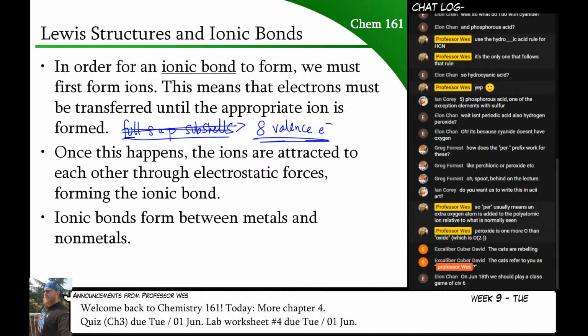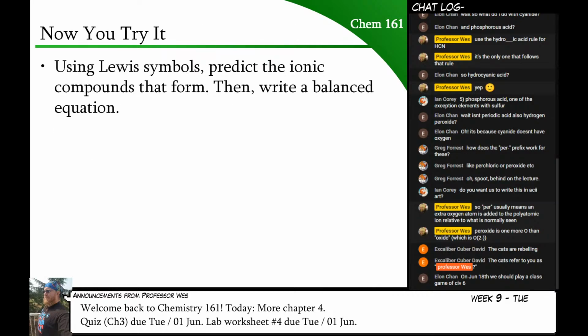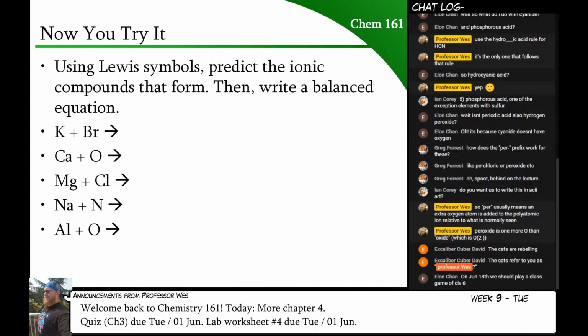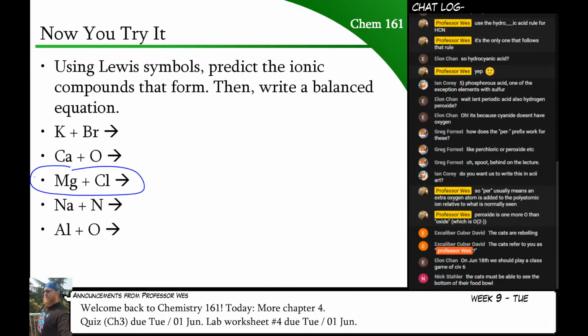So our goal when we do this is to get to 8 valence electrons on each ion to form our ionic compounds. And we can do that really easily by just drawing pictures. Actually, I'm going to do this one right here, since it's a good example.